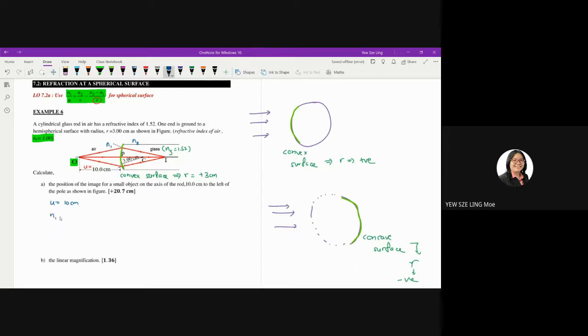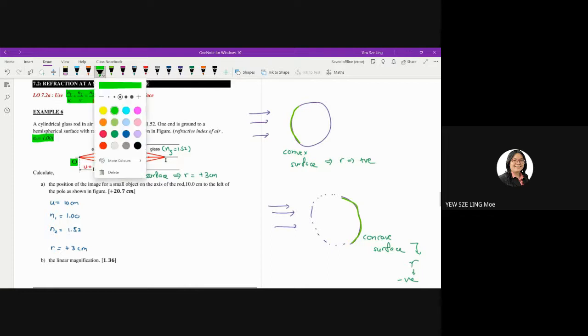And then I have N1 equals 1.00, N2, which equals Ng, which equals 1.52, and then I have R, which is a positive value, positive 3 cm.